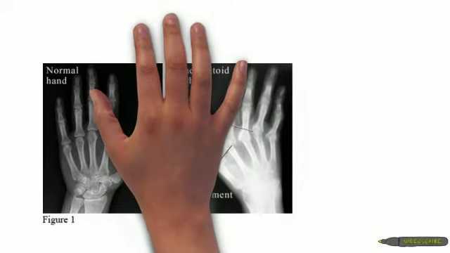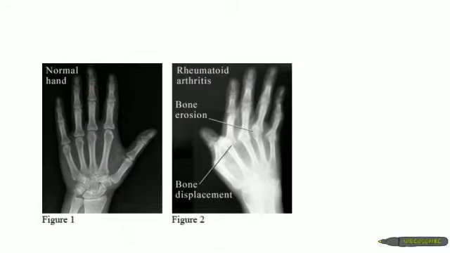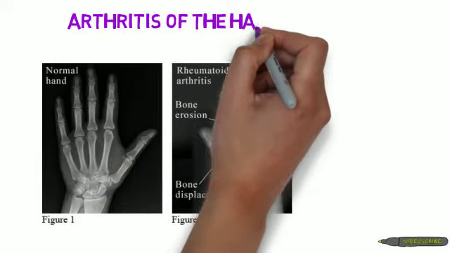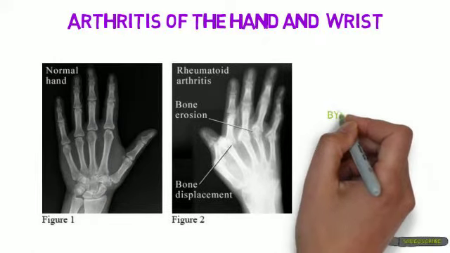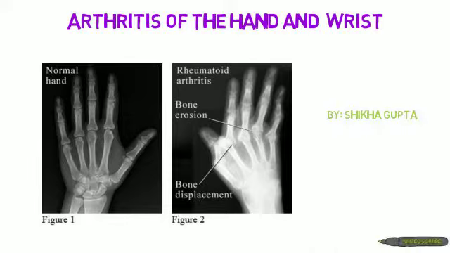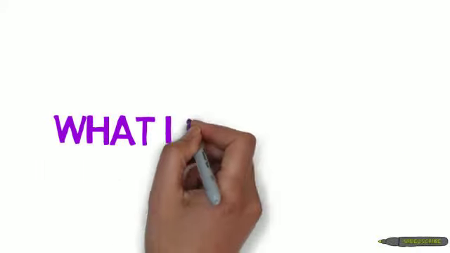Hello, my name is Shika Gupta and I decided to study arthritis of the hand and wrist for my project. Arthritis is a disease that affects the tissues inside joints. What is a joint? The point at which two or more bones meet.